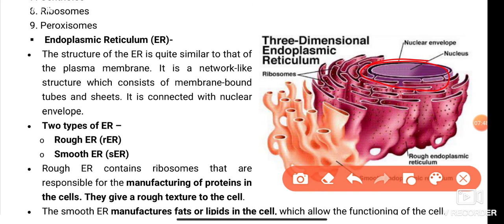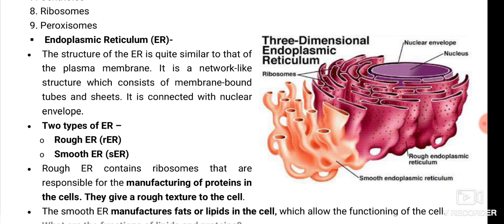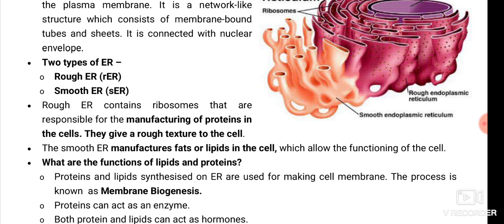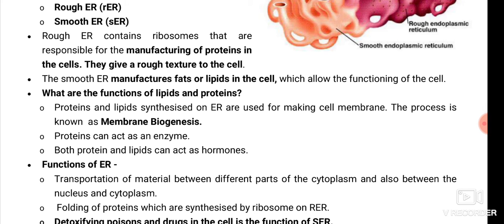It surrounds the nuclear envelope, with sheet-folded, cloth-like structures. There are two types of endoplasmic reticulum: rough endoplasmic reticulum and smooth endoplasmic reticulum. Rough endoplasmic reticulum contains ribosomes over it, which help in manufacturing proteins of the cell. Ribosomes are responsible for manufacturing proteins, and they give the rough texture to the cell. That's why it is called rough endoplasmic reticulum.